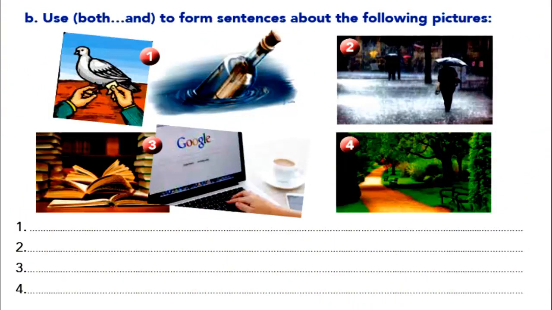Now here I'd like you to use both and to form sentences about the following pictures. Here you have 4 pictures. I'd like you to think and form some sentences about them. Look at the pictures carefully and form sentences but using both and. Take your time and then come back again to check your answers with me. Pause the video until you finish your sentences.